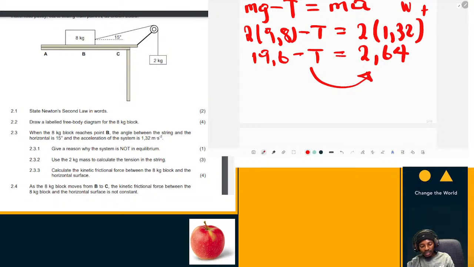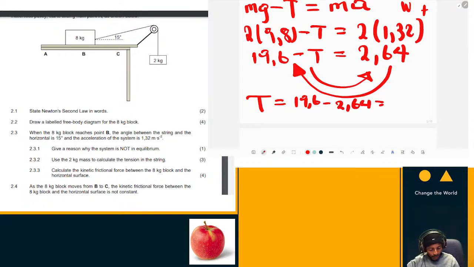When it crosses the equal sign, it's going to be positive. Then we're going to take 2.64 to this side. Therefore, when it reaches the other side of the equal sign, it's going to be negative. So we're going to get tension is equal to 19.6 minus 2.64, which is equal to 16.96.